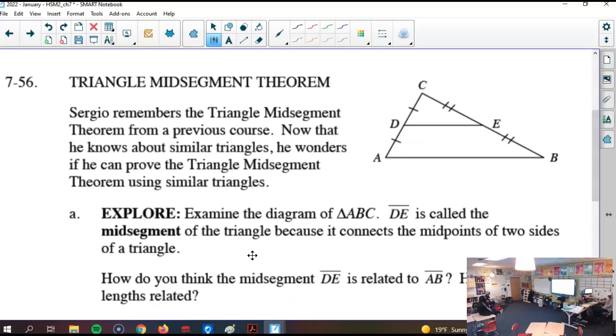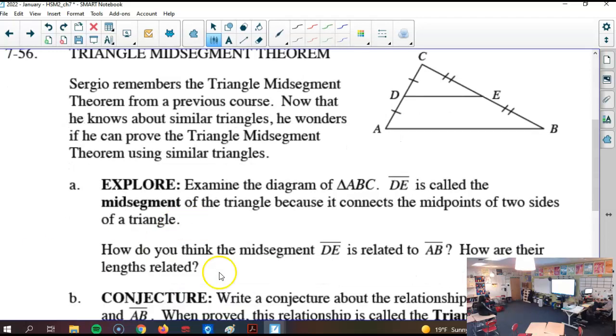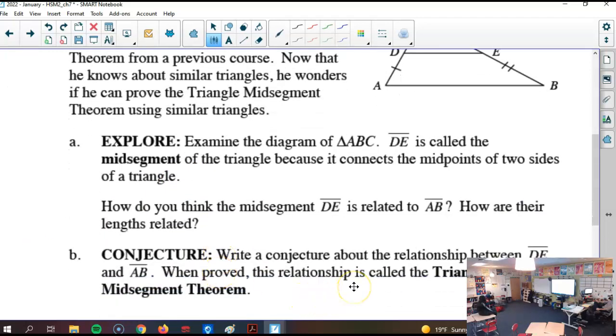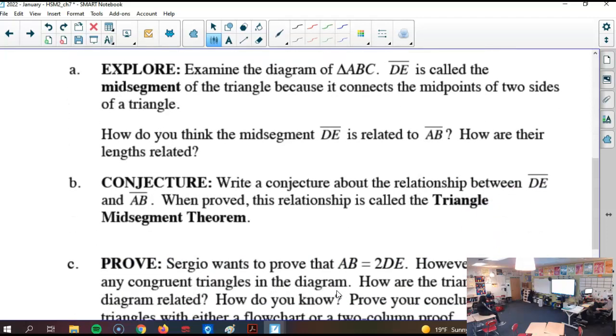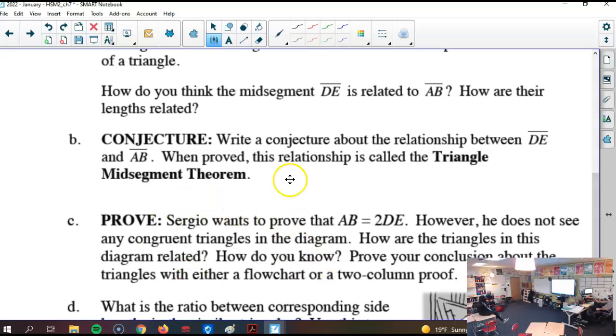So times 2. This was on our homework, the one that we did yesterday. It's 2 times the length of DE. 2 DE equals AB. Oh, look, that's what they want to prove. Prove the how.